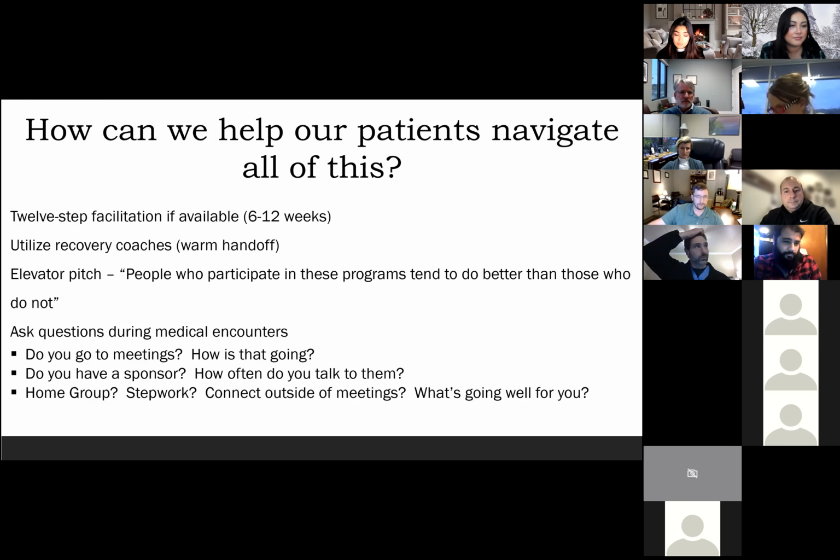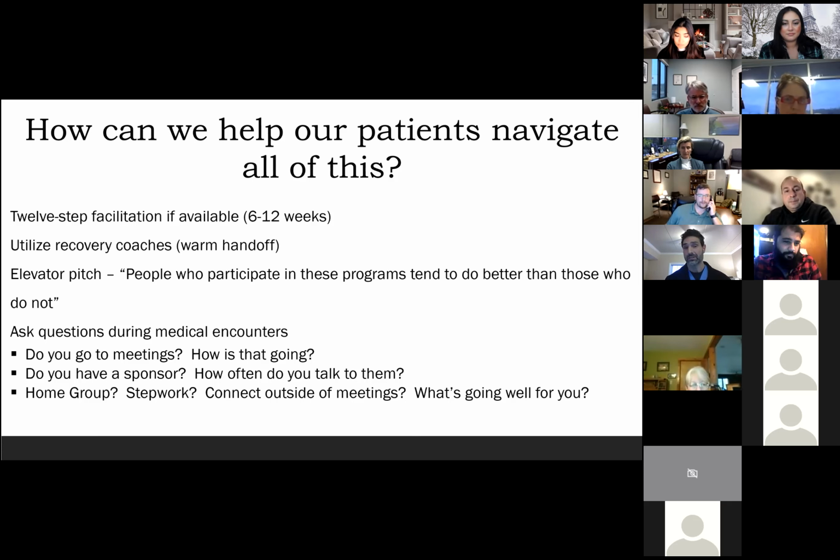All right, so how can we help our patients navigate all of this? There's a lot of stuff for people to navigate. One of the most powerful tools that we have to help people navigate 12-step programs is something called 12-step facilitation. It is a standardized treatment, lasting about 6 to 12 weeks, that introduces clients or patients to 12-step programs and helps them along the process of working those first couple of steps. So really understanding and starting to see the consequences of their use or their addictions, and starting to see their need for help.